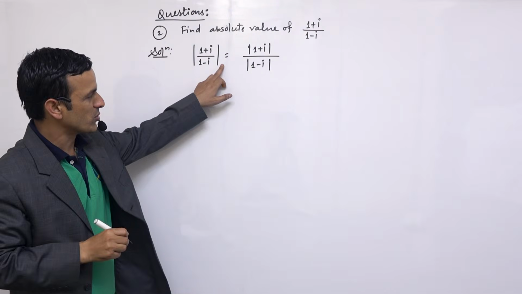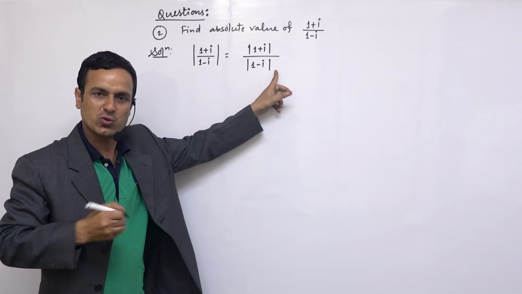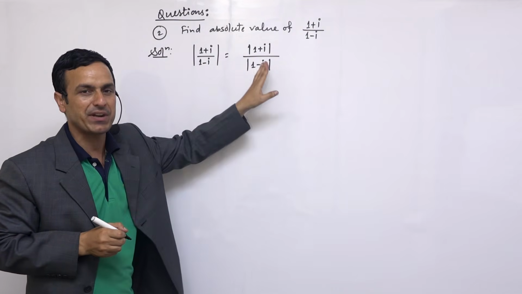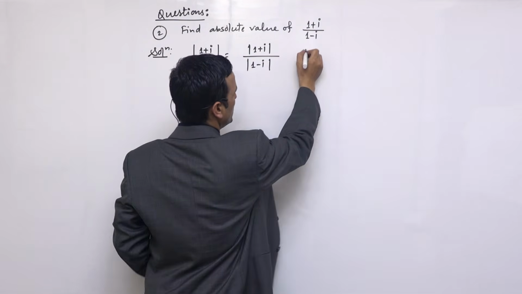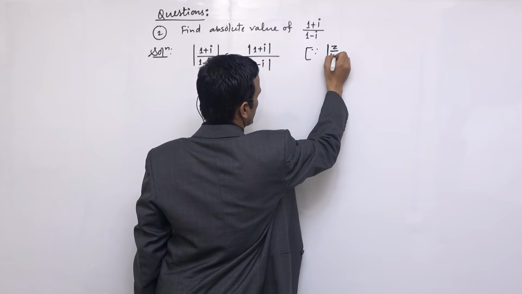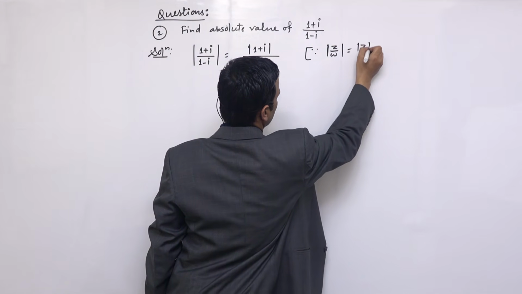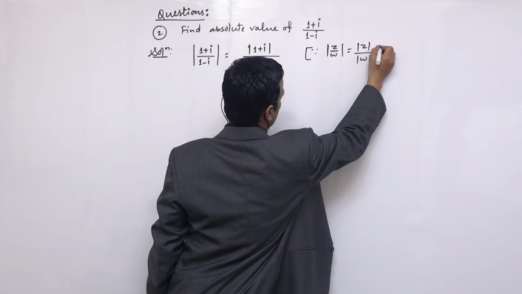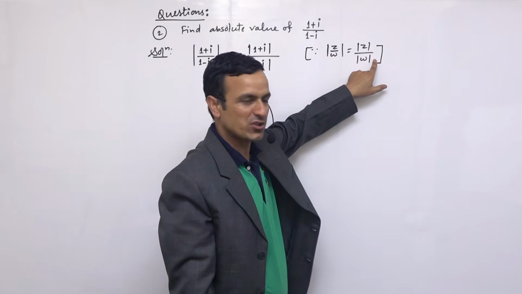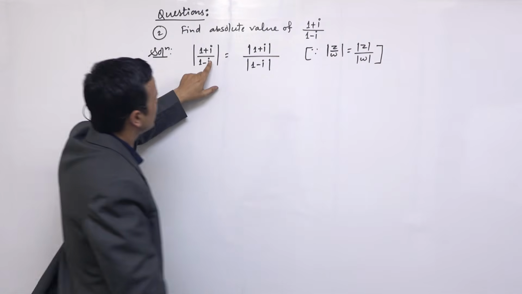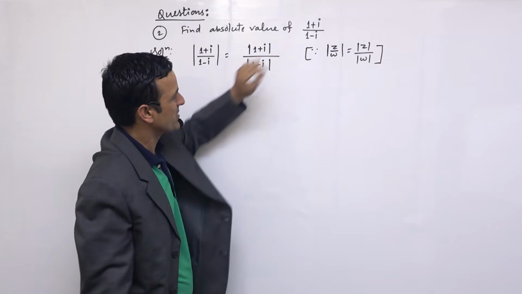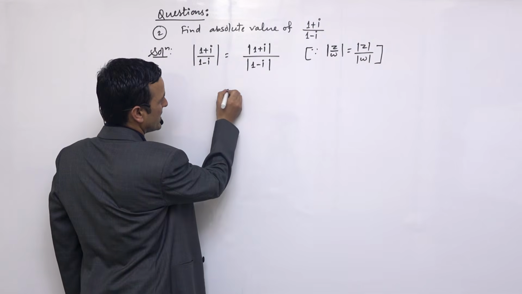The whole modulus we can break down like this. We can put modulus separately on the individual numerator and denominator. That means it can be obtained from this rule: modulus z divided by modulus w. So we can take such a term, an expression, to this form. Similarly, this can be expressed like this: numerator separate modulus, denominator separate modulus.